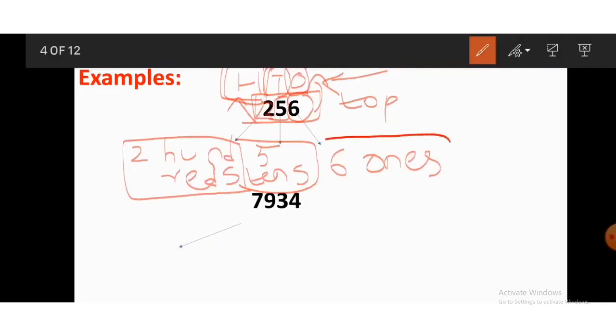The place value of 2 is 2 hundreds. The place value of 5 is 5 tens. The place value of 6 is 6 ones.